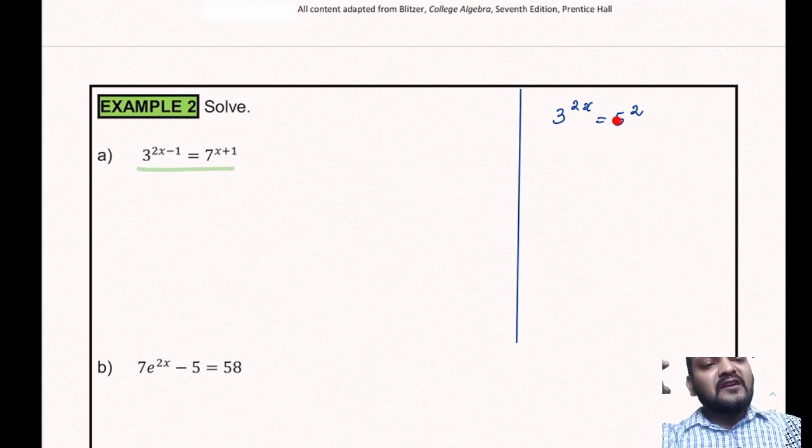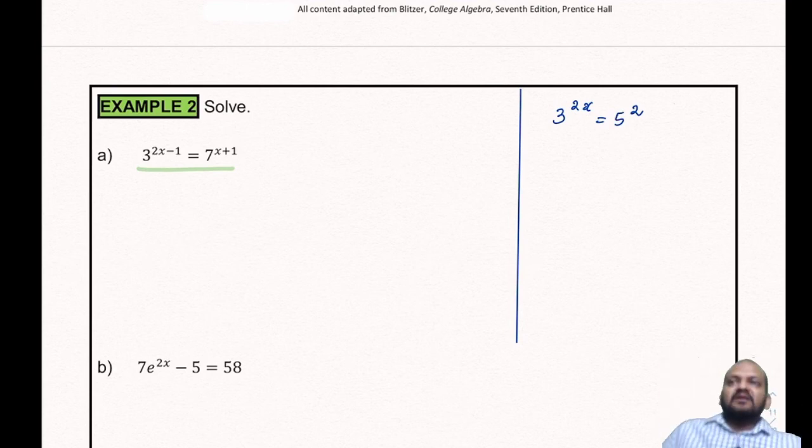You see that 3 and 5 are two different bases, and there is no common factor, right? Mathematically speaking, 3 and 5 are relatively prime. There is no common factor between them, so we call them relatively prime. So therefore here we may not be able to use the same method that we did earlier. So then what do we do?